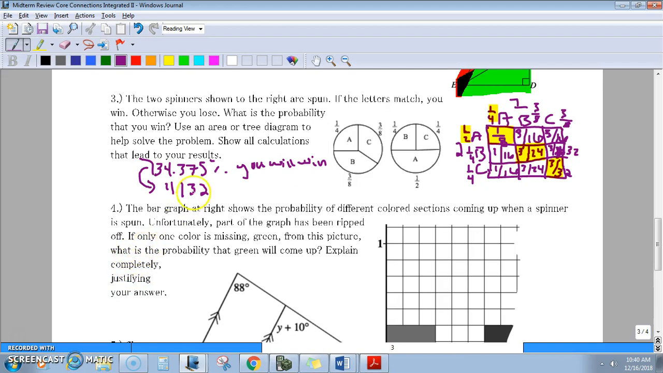The chances you are going to lose would be 100% minus that. Wasn't asking that, but I thought I'd throw that in for you.